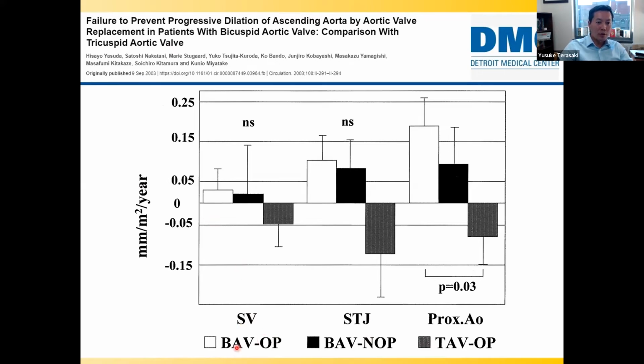Just to reiterate, this is bicuspid aortic valve patients who have been operated on with the white bars, bicuspid aortic valves that were not operated on, the black bars, and these are the tricuspid valves that have been operated on. And you can see that for these bicuspid aortic valve patients who had their valves replaced, their aorta actually increased in size even after the surgery took place, which argues against the hemodynamic-only theory, because something else must be increasing the size of the aorta as well, in addition to the hemodynamics. So what could that be?